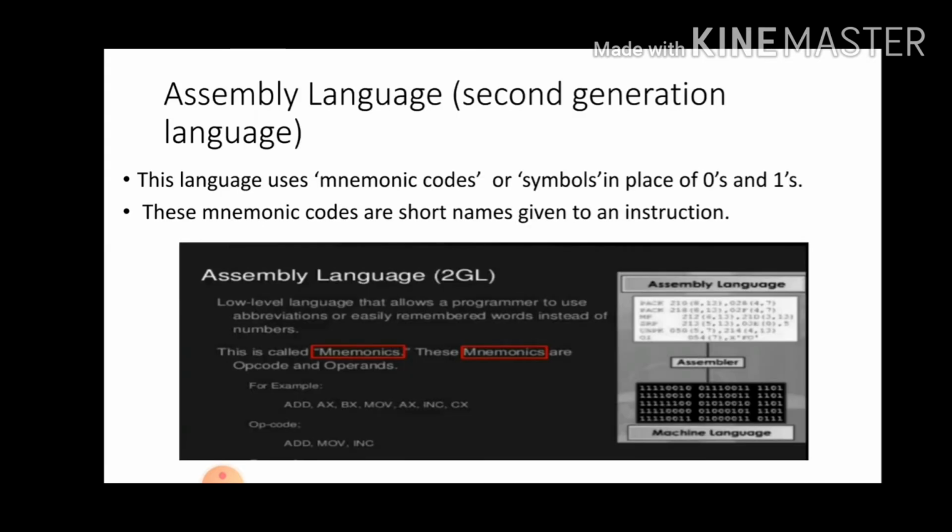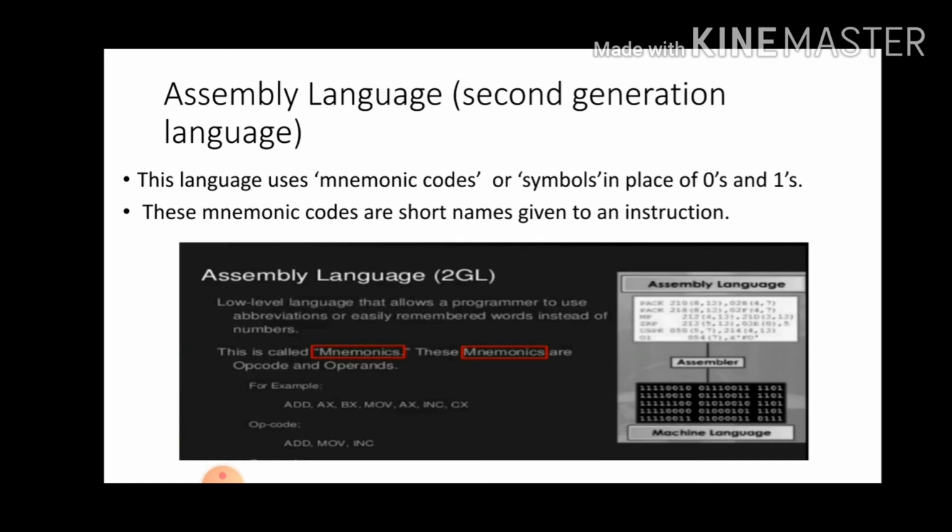Next, what is the next generation language? We have the second generation as assembly language. So what is assembly language? This language uses mnemonic codes or symbols in place of zeros and ones, okay? Mnemonic codes are short names given to instructions. Here we can see in the picture some mnemonic codes, for example, ADD AX. This is a mnemonic code for this 1100. So for add we have one mnemonic code. This language uses mnemonic codes or symbols in place of zeros and ones.